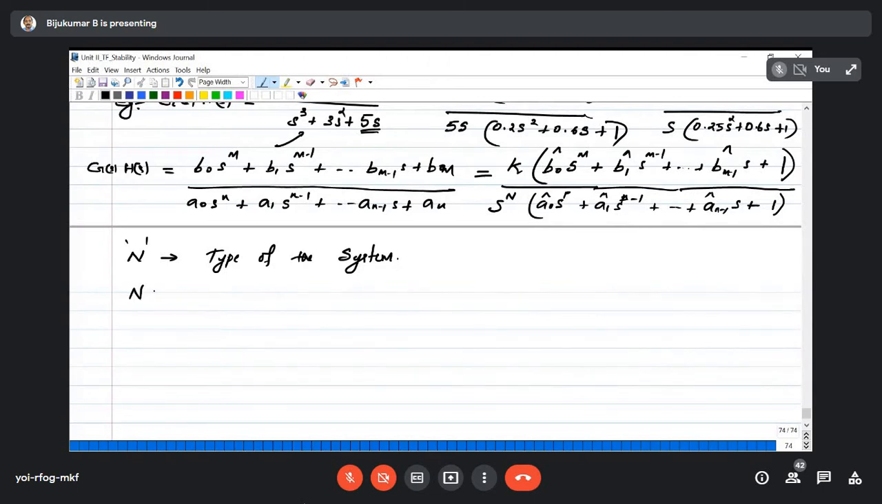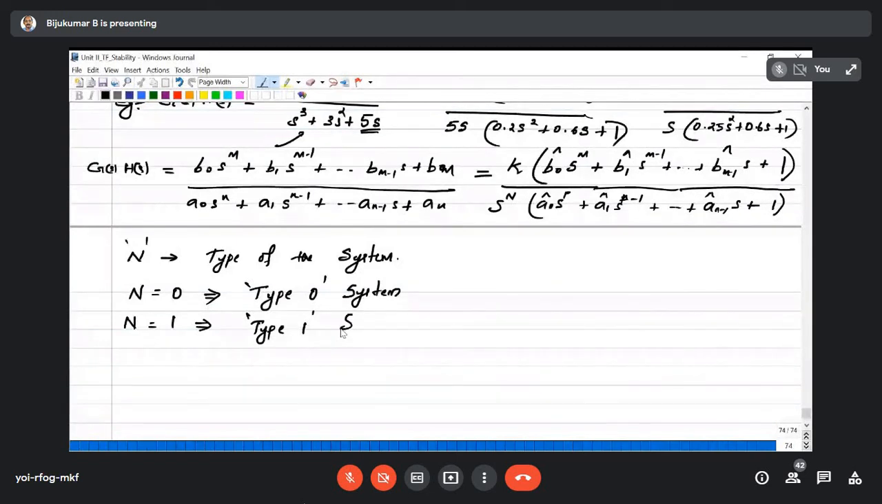So if n equal to 0, we can call that particular system as type 0 system, and for n equal to 1, we can call it as type 1 system. Similarly, for n equal to 2, we can call it as type 2 system, and so on. Okay. So this n determines the type of the system. Now we will see what is the importance of this type of the system.